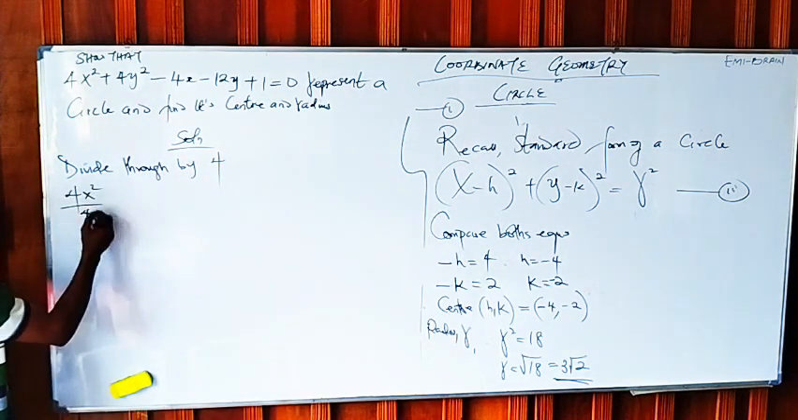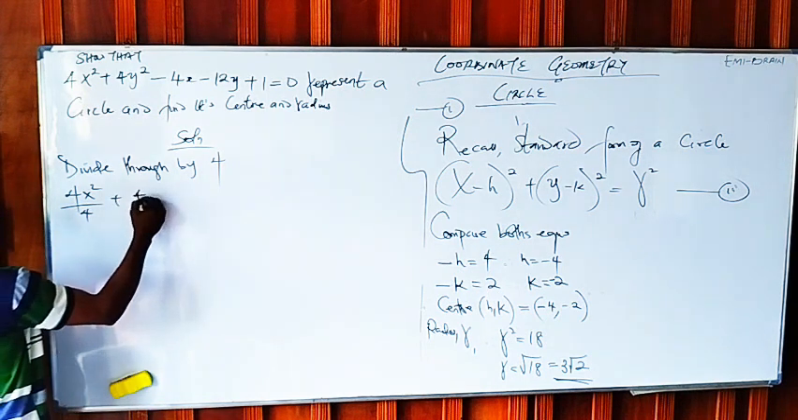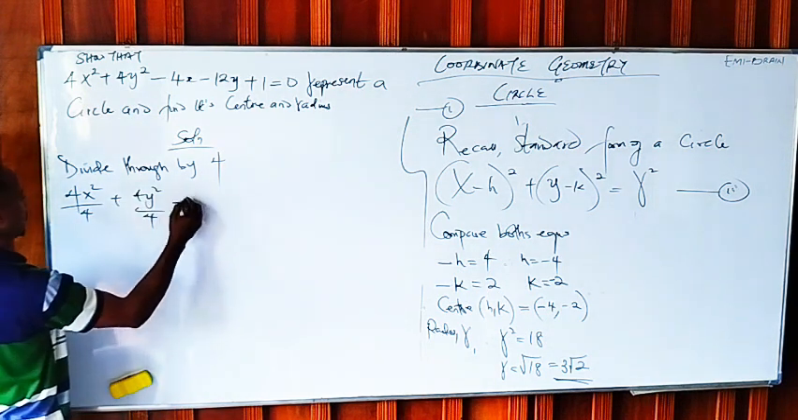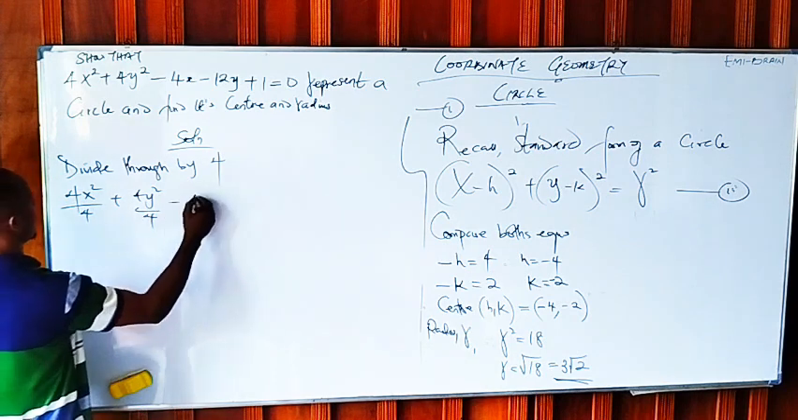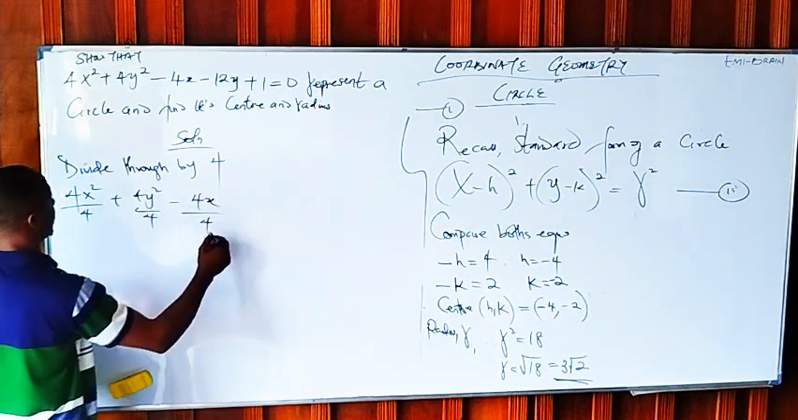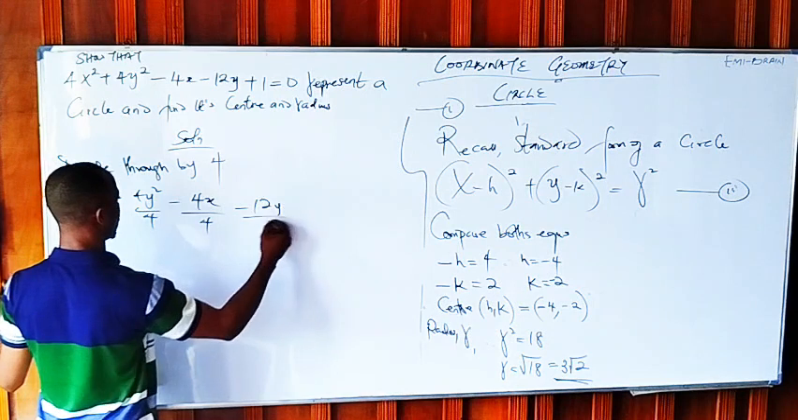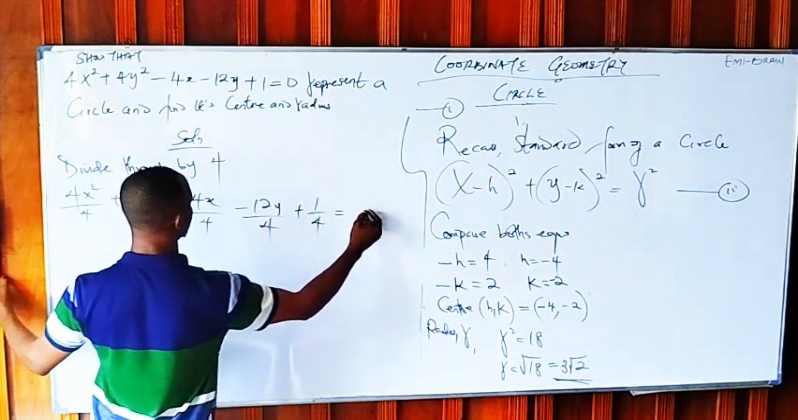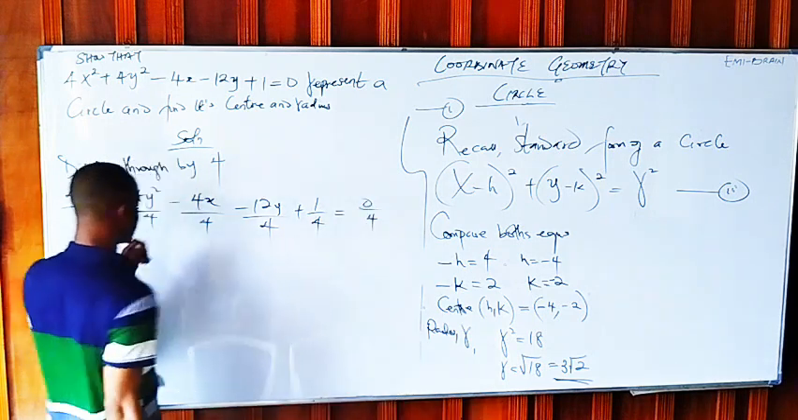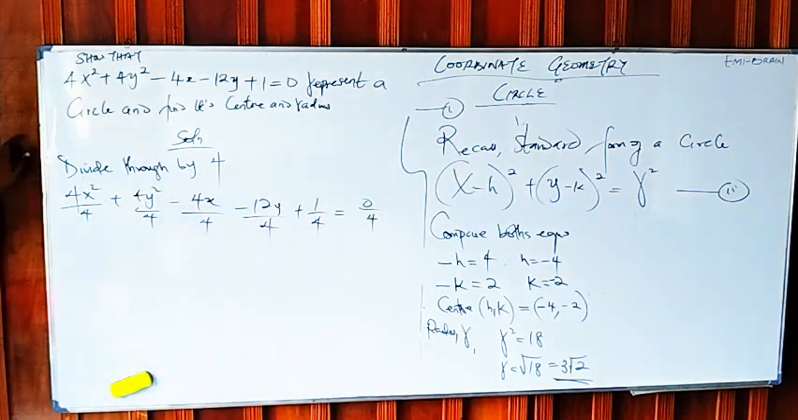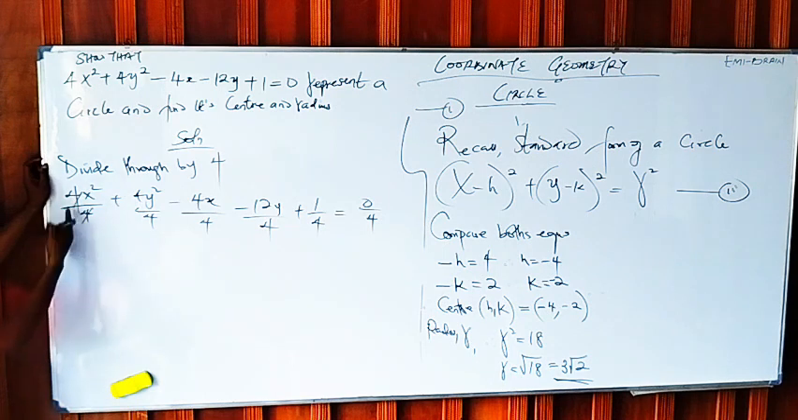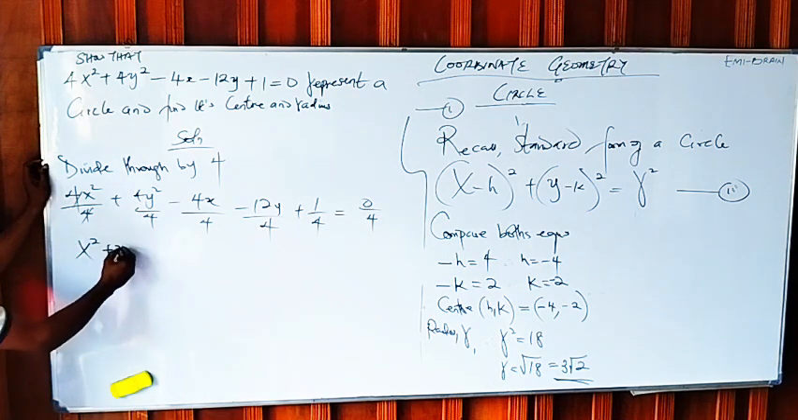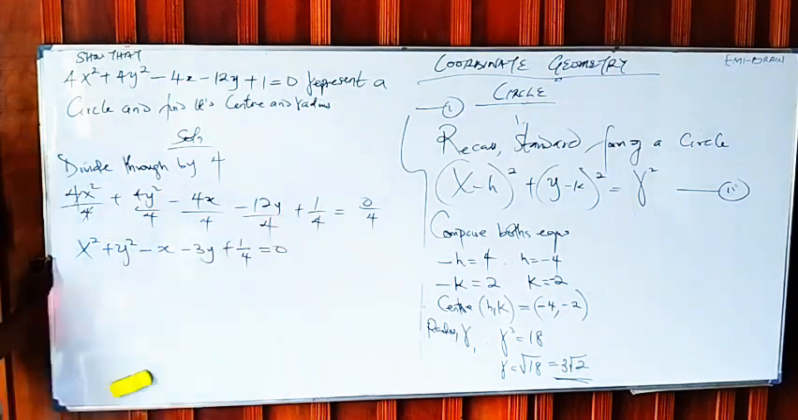That will give us 4x squared over 4, abi, plus 4y squared over 4, minus 4x over 4, minus 12y over 4, plus 1 over 4 equals 0 over 4. This can go, right? What do we have left? x squared plus y squared, and so on. Are you there?